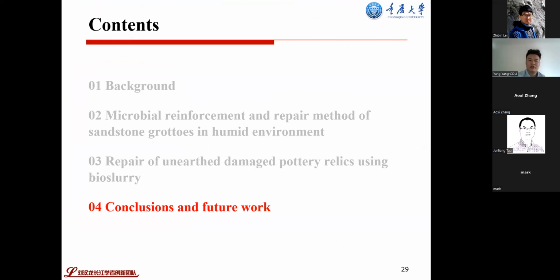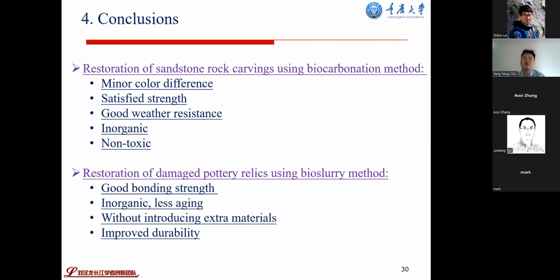Finally, I move to my conclusion and the future work. Okay, the restoration of sandstone rock carving using the biocarbonation method has minor color difference, satisfactory strength, good weather resistance, and also it is an inorganic, non-toxic material. Okay, I worked with some institute. They are trying to use my biocarbonation method to repair the rock carving.